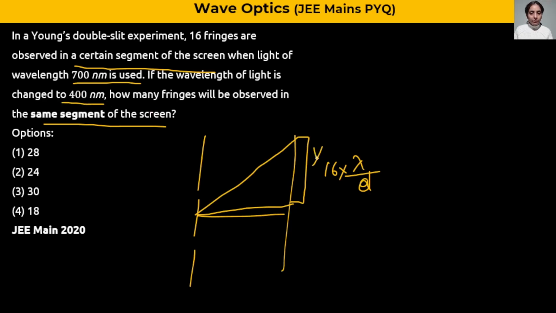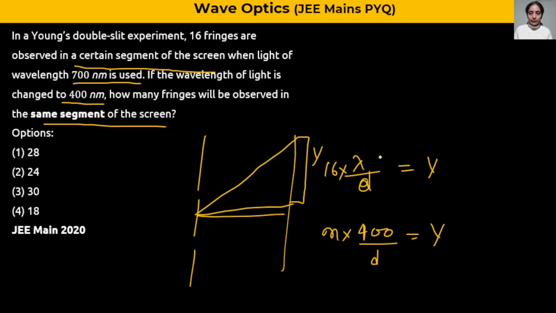Again, why we are not changing? Wavelength we are changing. So this is the y. And for this y, I mean, how many fringes of 400 nanometer we will be obtaining? So let's say n number of fringes we are getting. So n into this is your 400 divided by how much is this one? This is your d. Okay, so this will be equal to y. Okay, let us equate these two things. You will be getting the answer.